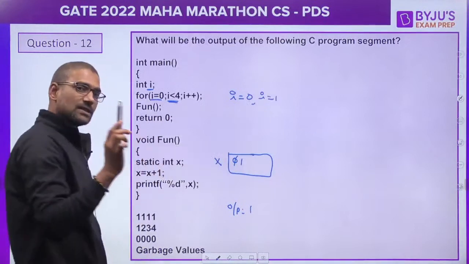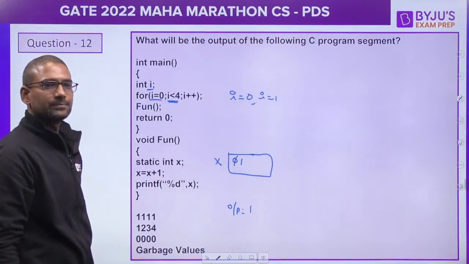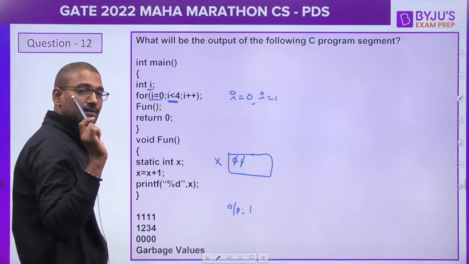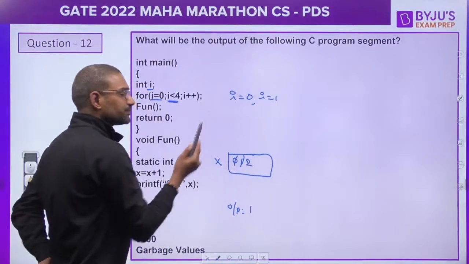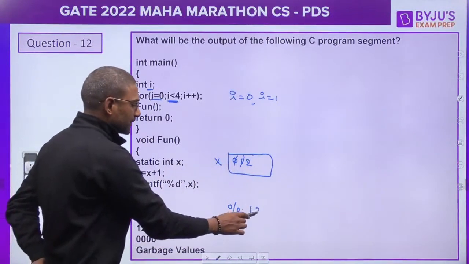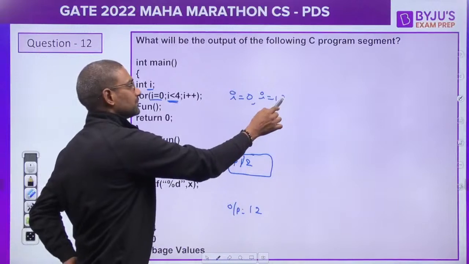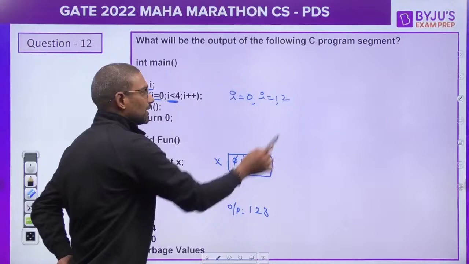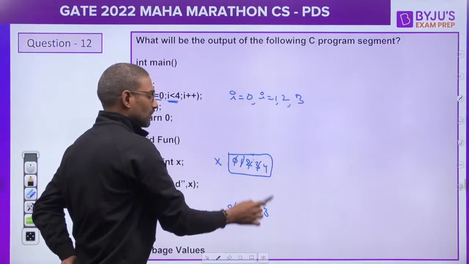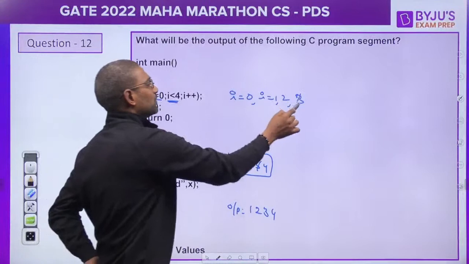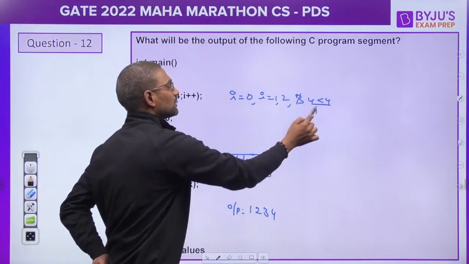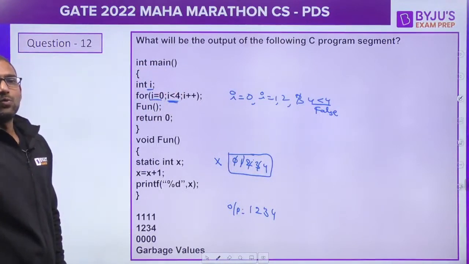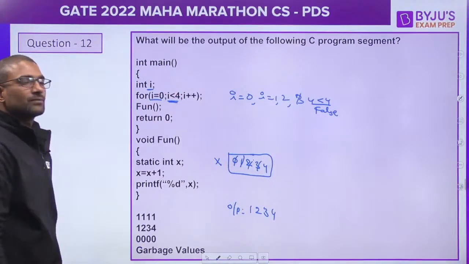Call it. Still the static variable will be there. Now when you increment, x becomes 2, print it. Again you are calling, print it. Again you are calling, print it. When I becomes 4, 4 less than 4 is false. So here you will stop calling it. So finally what is printed? 1, 2, 3, 4. Right?